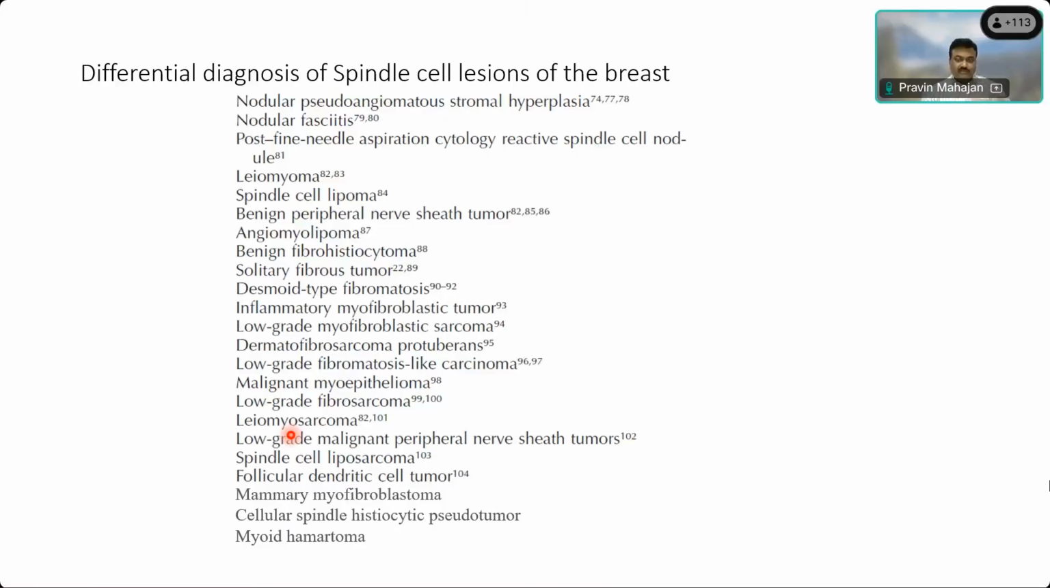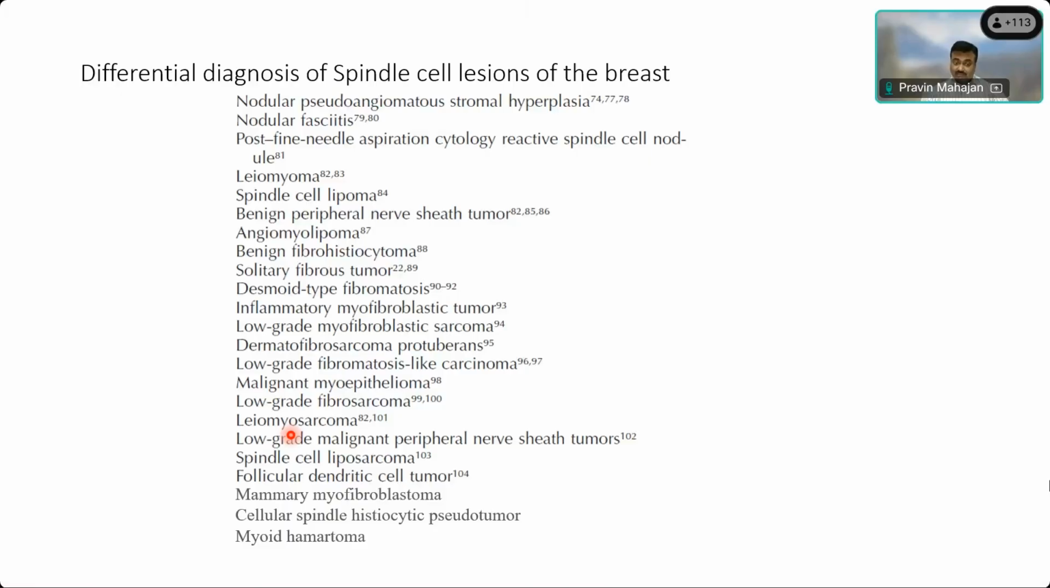Out of this list, I'm just going to say which are the site specific, meaning breast specific lesions, not the soft tissue specific, because soft tissue tumors can also occur in the breast. But I'm going to talk about only those which can occur in the breast. Then you have low-grade fibromatosis-like carcinoma. You have fibromatosis of the breast. You can also get something like mammary myofibroblastoma, somebody mentioned.